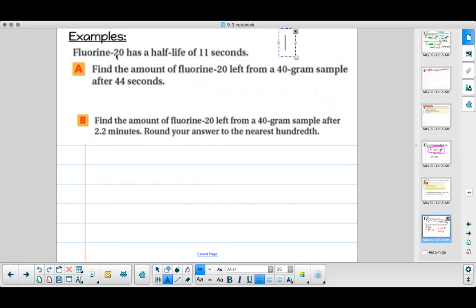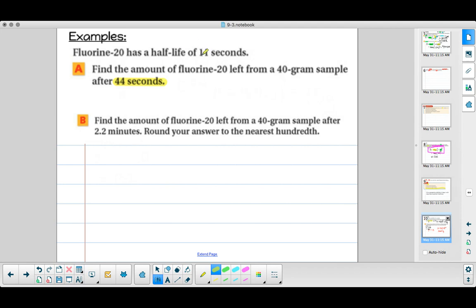This says here that fluorine-20 has a half-life of 11 seconds. The first question says, find the amount of fluorine-20 left from a 40-gram sample after 44 seconds. So again, my time period is 44 seconds. That is not the t that I'm going to use in the formula, though.